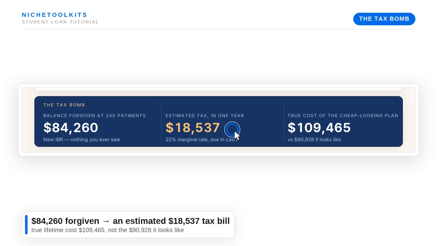Then the row most calculators leave out. At payment $240, $84,260 is forgiven, and forgiven balances can be treated as taxable income in the year they're forgiven. At a 22% marginal rate, the file estimates an $18,537 tax bill due in cash. So the true cost of the cheapest-looking plan isn't $90,928. It's $109,465.